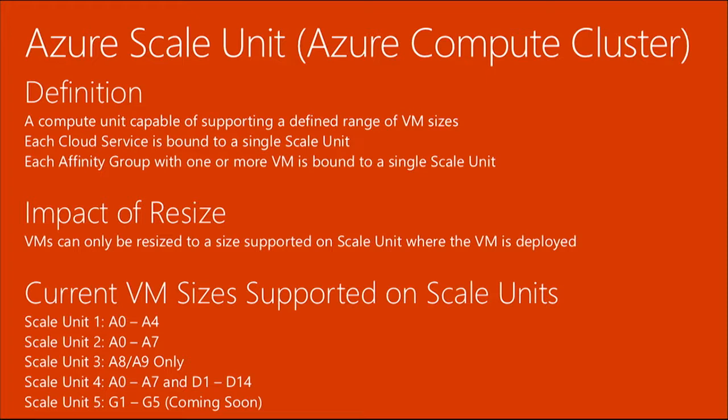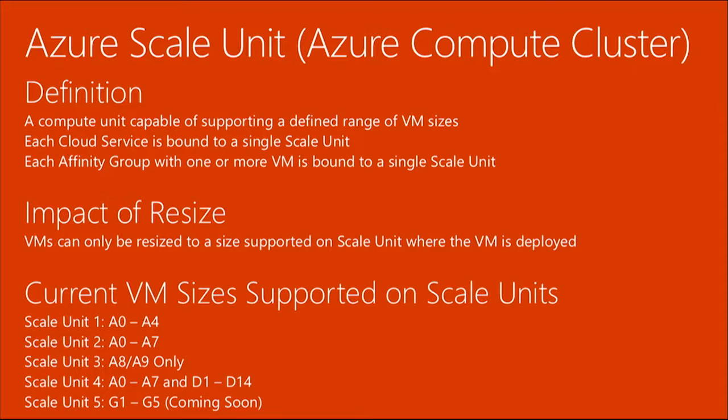There's also a construct called an affinity group. Now, the affinity group is also bound to a single scale unit. So if you are using affinity groups, and by and large, affinity groups you probably don't need to use as much anymore. Way back in Azure history, you used an affinity group to get located to the same data center.